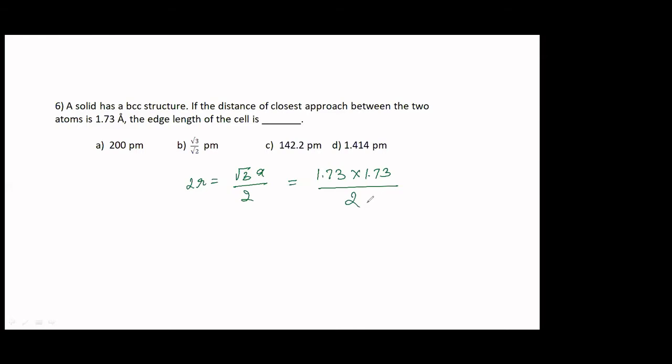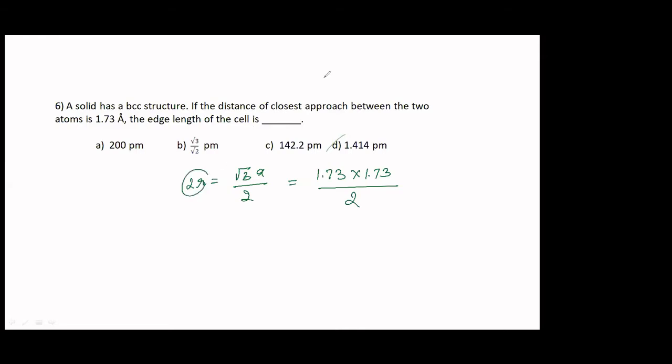Divided by 2. 1.73 root 3a, isn't it? BCC. The distance, oh no. 2r is given to you, not this. This is given to us.